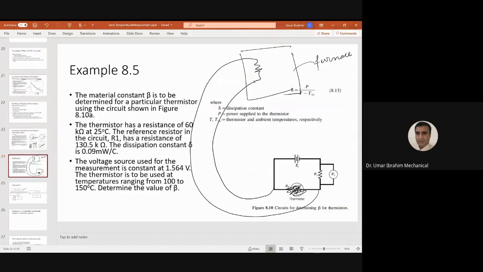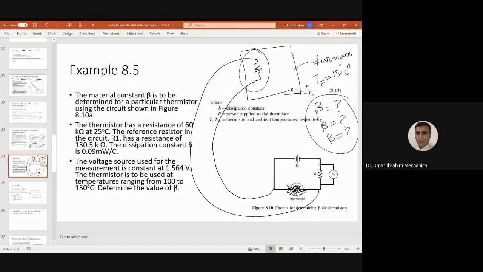So first of all, I'll set the temperature of the furnace, TF, equal to 100 degrees C, and do my calculations. Find the value of beta. Then I'll change the furnace temperature to 125 degrees C and find the value of beta again. And then I'll change the furnace temperature to 150 degrees C and find beta value again. Okay? And see if the beta value for this one resistance changes with temperature.